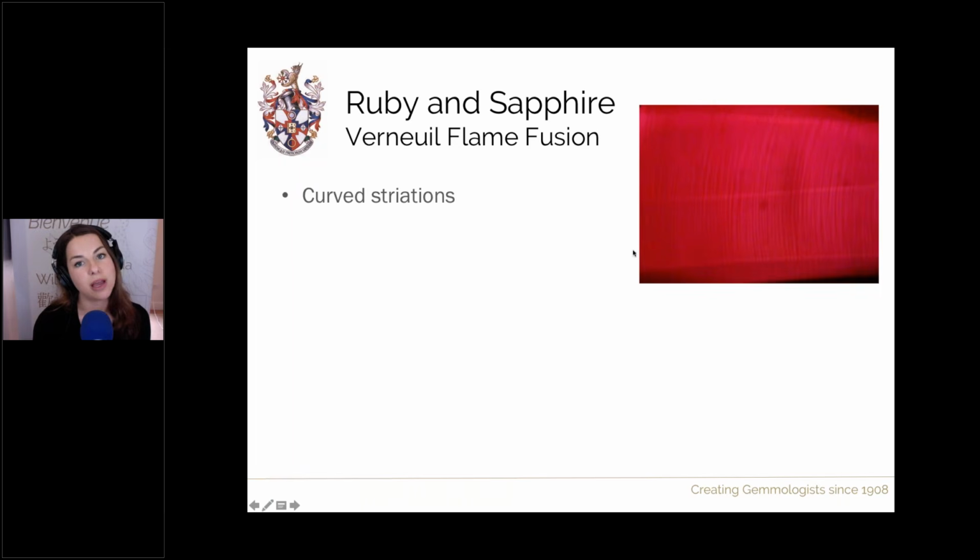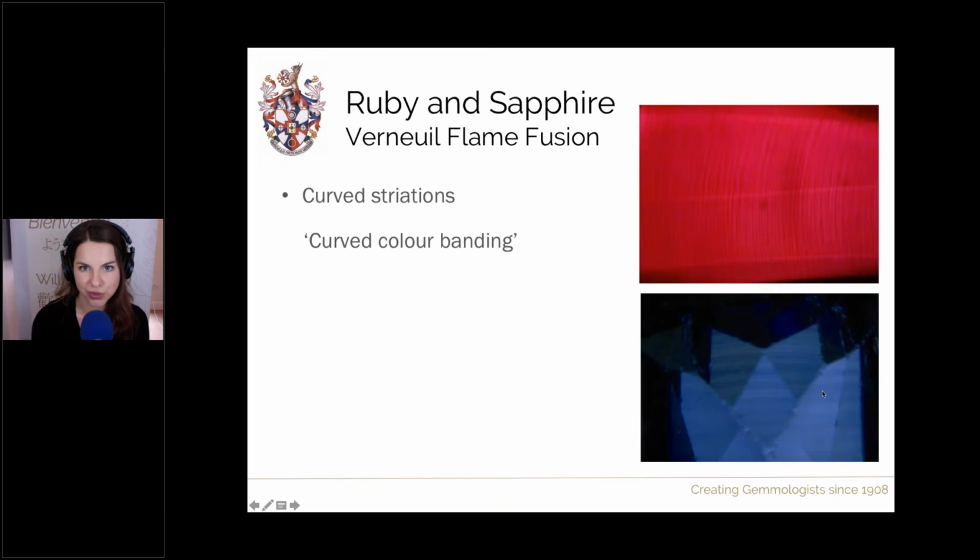And they can either be transparent like they are here, or they can have a slight color concentration to them, in which case they're sometimes called curved color banding, just here shown in this sapphire. So you can see that these parallel curved bands are running up the stone, best seen in the transmitted light. So here, where the light's not being transmitted, you can't see the feature. Here you can.